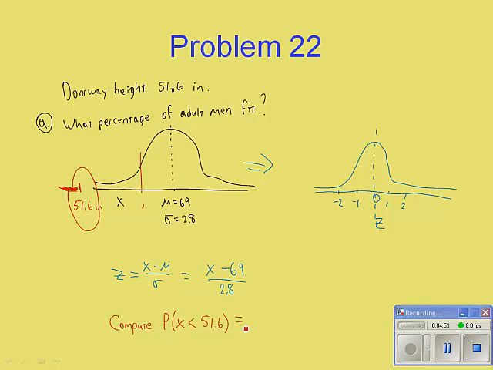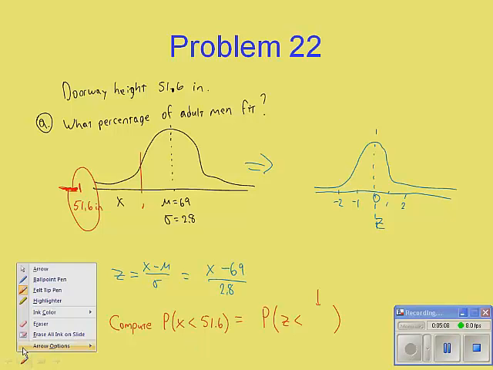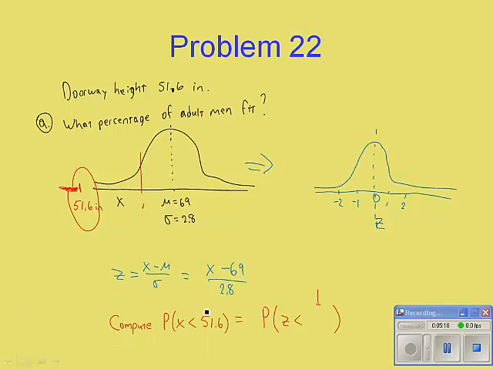Now, I don't know it, but it's going to equal the probability that z is less than something. Now, I have to fill in what goes there. Well, what you do is you change the x value, 51.6, into a z value. So I'm going to compute 51.6 minus 69 over 2.8. That's what goes there.